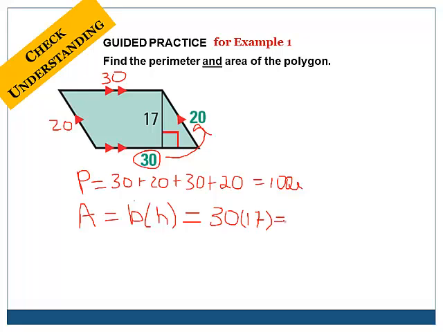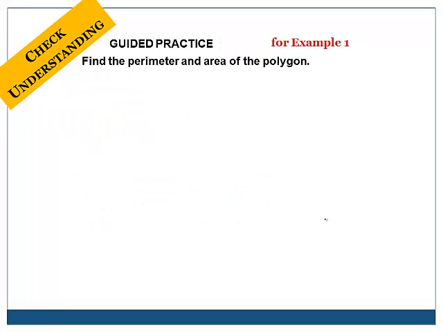So in this case, you would have 510 units, and since it's area, it's going to be units squared. So be careful of your units. Okay, next one, we have find the perimeter and the area of the polygon.